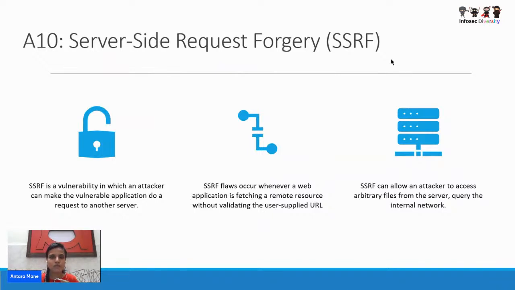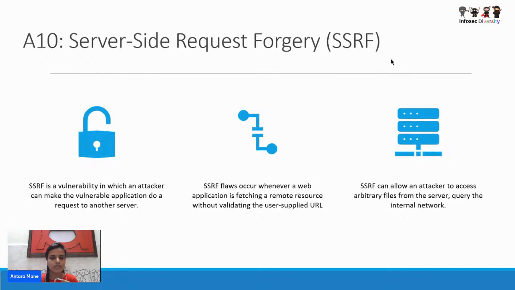So server side request forgery is basically a flaw that occurs when a web application does not validate the user supplied URL when fetching a remote source. This allows an attacker to force the application to send a crafted request to an unexpected destination, even when the application is protected behind a firewall or VPN or any type of access control list, right?